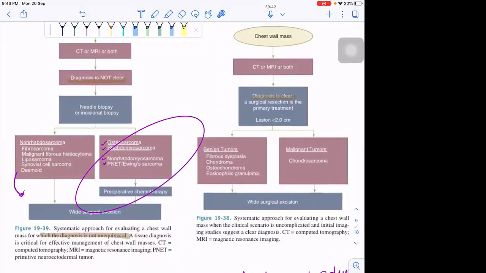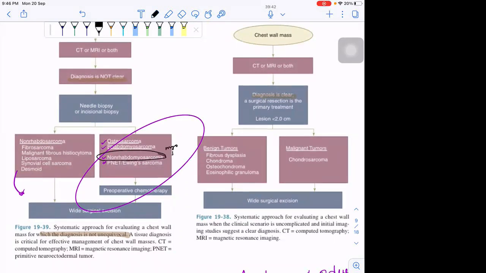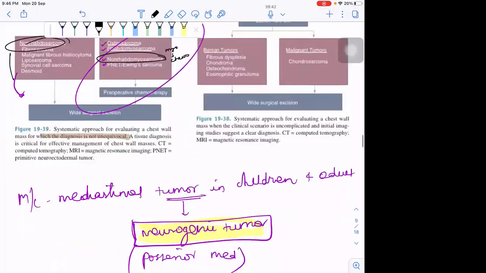In case of non-rhabdomyosarcoma, you see here non-rhabdomyosarcoma. If rhabdomyosarcoma comes, then you have to go for chemotherapy. If non-rhabdomyosarcoma comes, then you have to directly go for wide surgical excision. So just remember this one term. If rhabdomyosarcoma comes, you can go for chemo. If non-rhabdomyosarcoma comes, then you have to go for wide local excision.